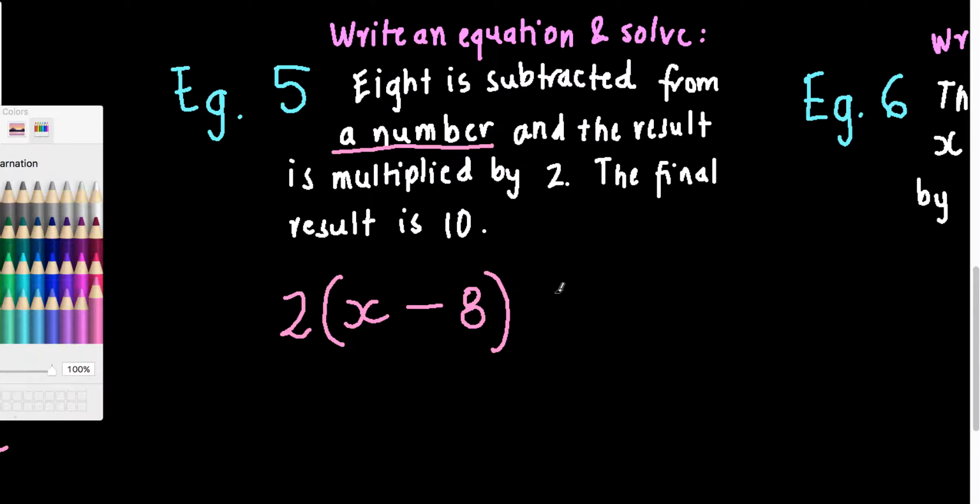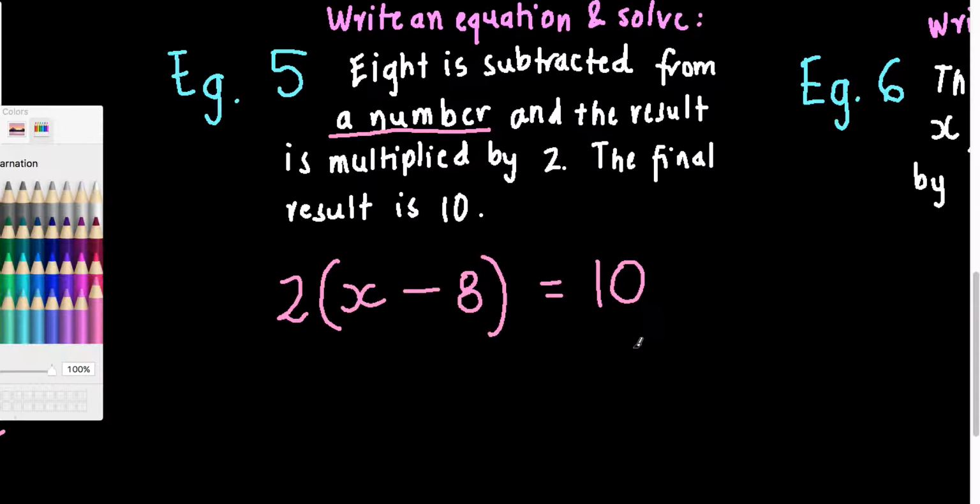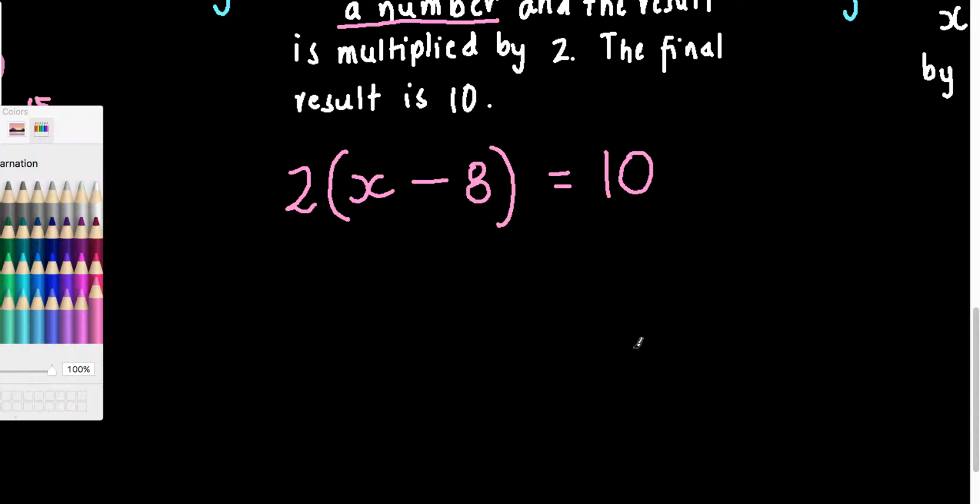The final result is 10. That means after doing all of that calculation, you must get 10 as your answer. So I put equals to 10. Let's expand now. 2 times x, 2 times negative 8 equals 10.